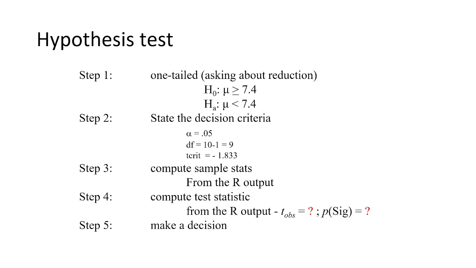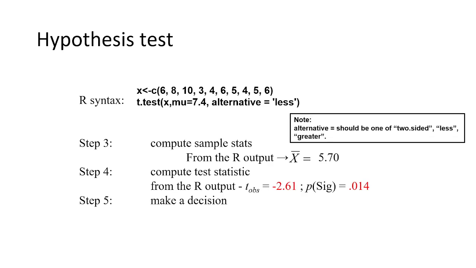We have our decision criteria as well. We know that the alpha is 0.05. We know what our sample size is, which is 10, and then minus 1 is 9. So this is degrees of freedom. And that'll help us for getting that critical value of t, which is 1.833. And then remember, it's asking about a reduction, so that value should be negative as well. So now we are going to be computing all of this stuff in R.